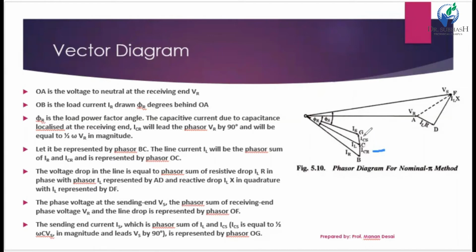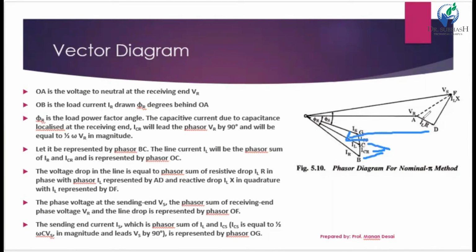The phasor BC is represented as ICR. The line current IL will be the phasor sum of IR and ICR, represented by the phasor OC. This OC is the resultant phasor of IR and ICR. Now the voltage drop in the line is equal to the phasor sum of the resistive drop ILR.